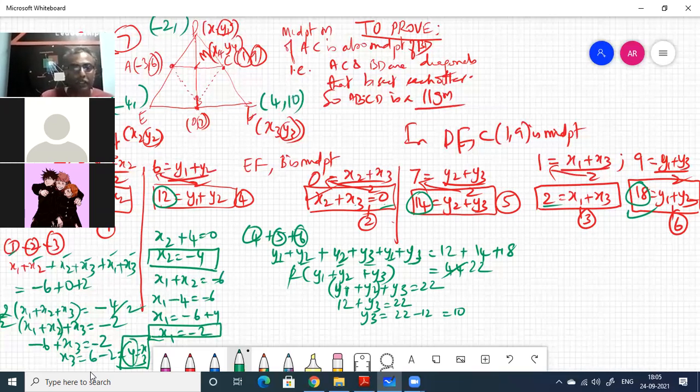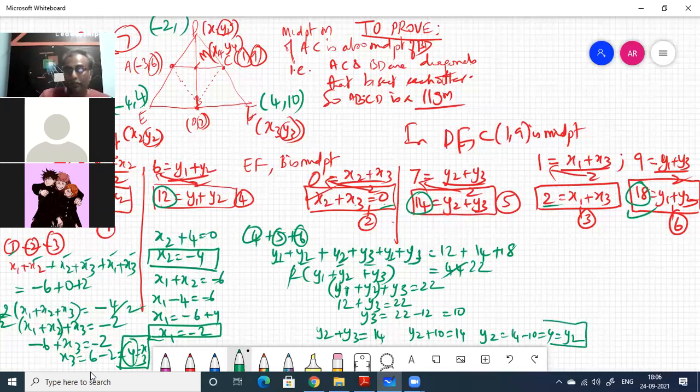Same way, let us take another place where y2 plus y3 is coming. y2 plus y3 is equal to 14. Y3 is already 10, so y2 plus 10 is equal to 14. y2 is equal to 14 minus 10, which is 4. So y2 is equal to 4 now.